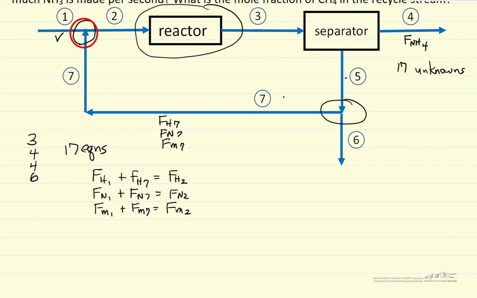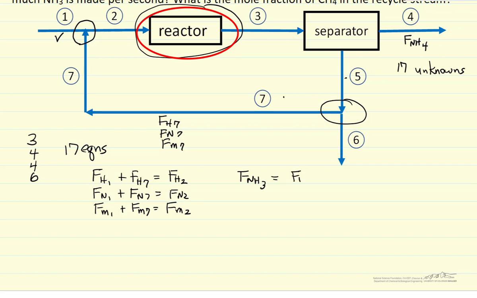So let's look now at the flow rates around the reactor. The flow rate of ammonia at location 3 is going to be flow rate of nitrogen at 2 times the fraction converted times 2 for the stoichiometry, since there's 2 nitrogens in N2 and 1 nitrogen in ammonia. The flow rate of methane at 3 is the flow rate of methane at 2, since it doesn't react. The flow rate of hydrogen at 3 is going to be flow rate of hydrogen at 2 times the fraction that did not react, and then likewise for nitrogen.